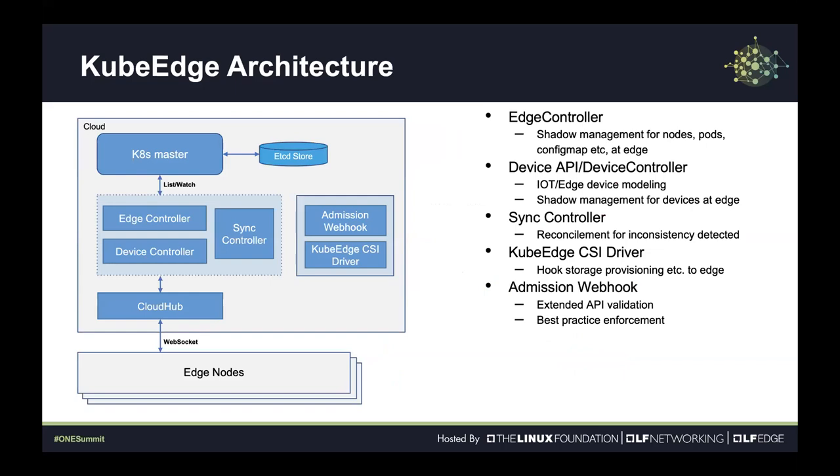Let's drill down a little bit. For the cloud side, as we mentioned, KubeEdge has new components called Edge Controller, Device Controller or Device API, Sync Controller, KubeEdge CSI Driver, and Admission Webhook. So you can see we still have the Kubernetes Master. The device controller, edge controller, and sync controller are CRD controllers. They list-watch to Kubernetes, where the endpoint is the API server. Then these controllers use the Cloud Hub to connect to the edge node.